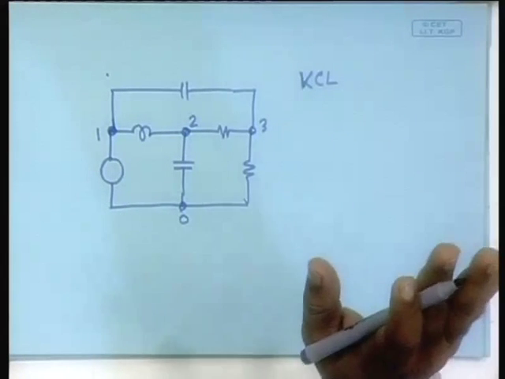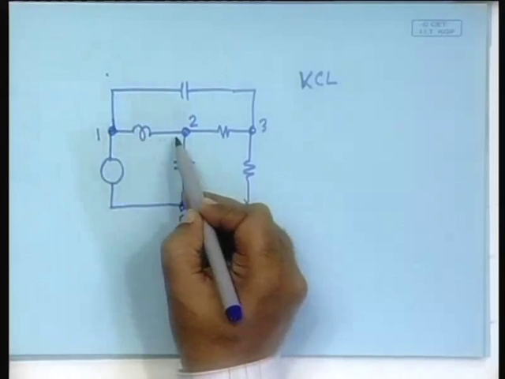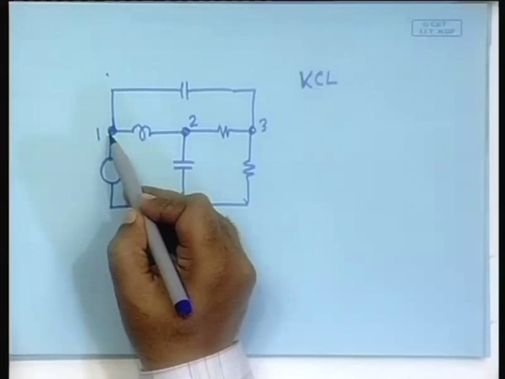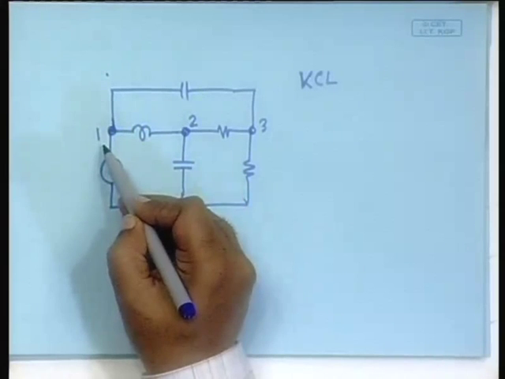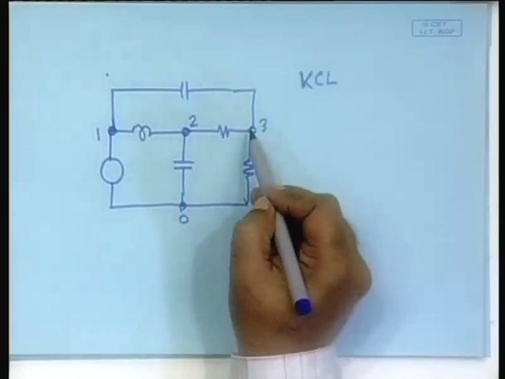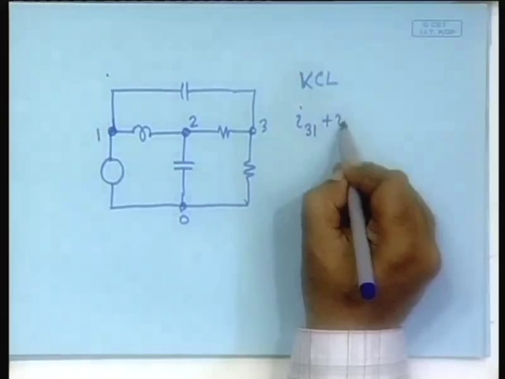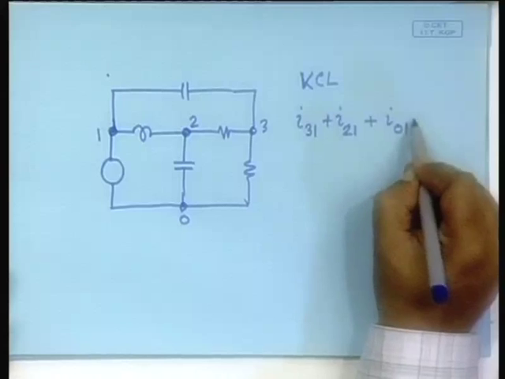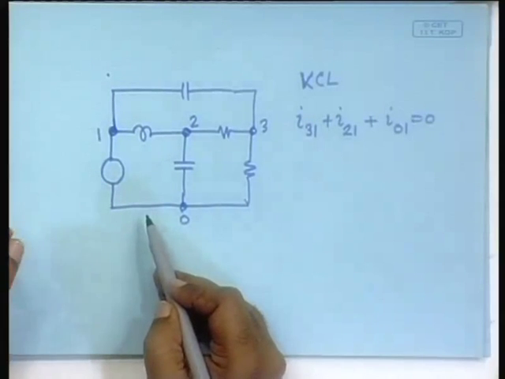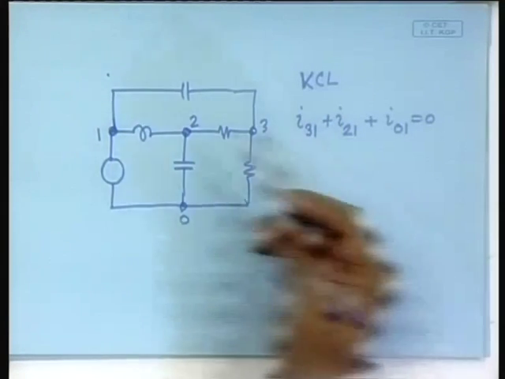No. I have not said that yet. All I have said is that there is a direction of current here, there is a direction of current here, there is a direction of current there. All of them add to 0. It does not mean that actually they are flowing like this. They could flow like that. But when I say I31 plus I21 plus I01 equal to 0, I essentially have considered a specific sense of positivity of the currents. If the currents actually flow in the opposite direction, they will be negative.